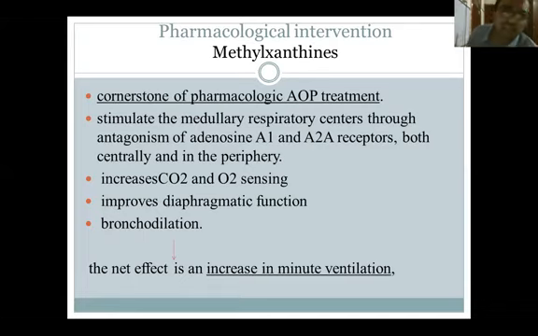Commonly used are methylxanthines, the two in that, caffeine. How will these work? This will stimulate the medullary respiratory center through antagonism, means by inhibiting the adenosine A1 adenosine receptors, which we know that these two are the inhibitory neurotransmitters. By blocking this, automatically it will increase the output from the respiratory center to the inspiratory muscles. And also it increases the carbon dioxide sensing, where we know that in a premature baby, carbon dioxide chemosensitivity decreases, so that it helps in increasing the carbon dioxide and oxygen sensing.